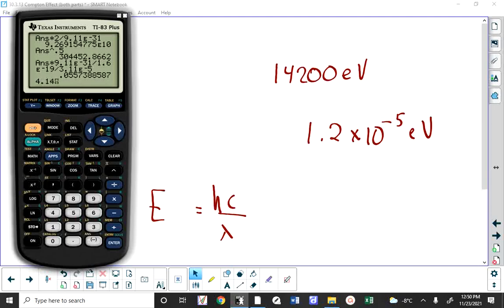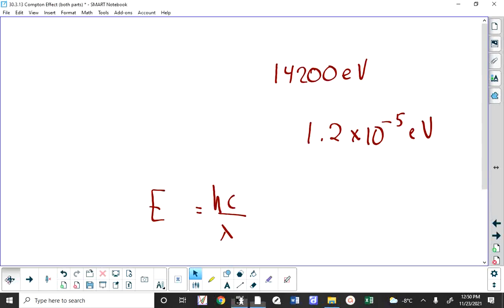4.14 multiplied by 10 to the negative 15 times the speed of light, divided by that energy, 1.2 times 10 to the negative 5. Let's see, hc over E equals lambda. Okay, so it's not a radio wave photon. It's probably a microwave photon. But microwave and radio kind of start to blend together. It's microwave or radar. It's 10 centimeters. So anyway, you get my point there?